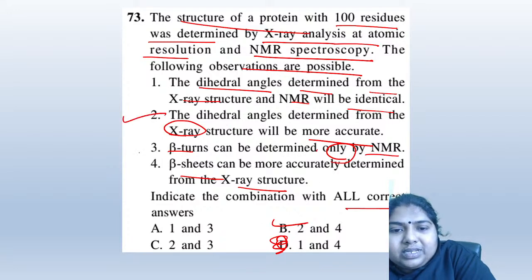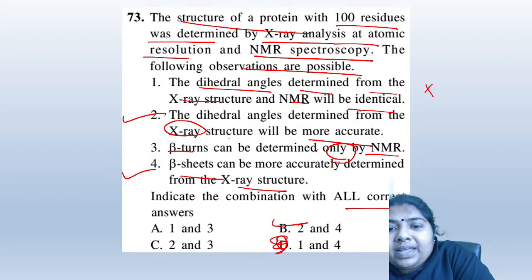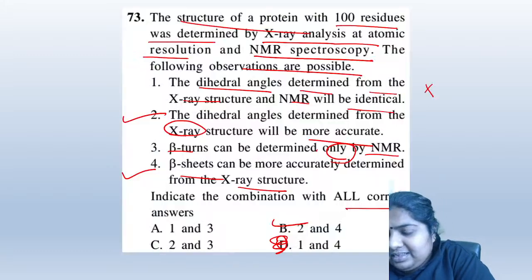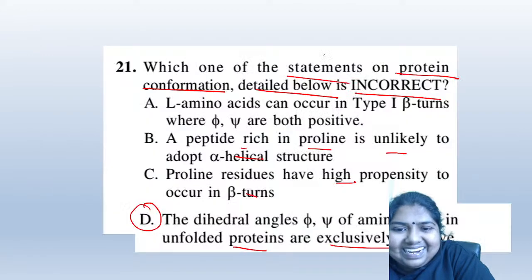So it will be identical? It need not be the identical one. So X-ray is more accurate. And beta turns can be identified by both, and more determined by your X-ray. So 2 and 4, with option B, is the correct answer.